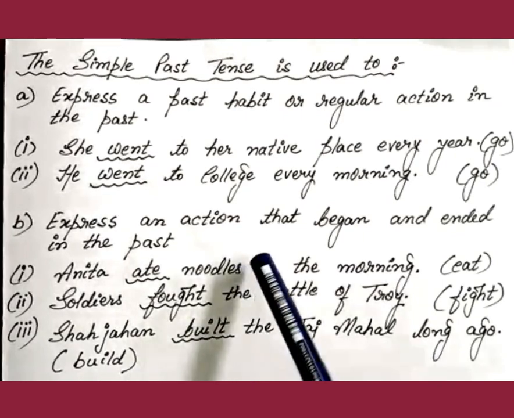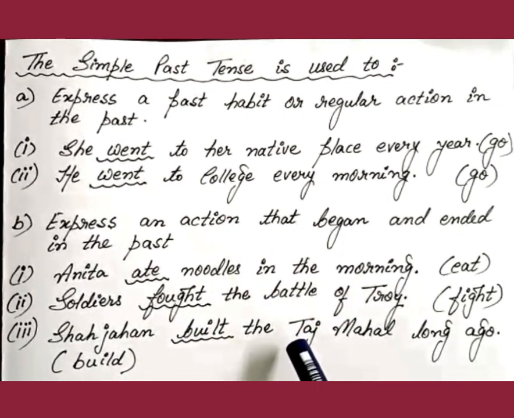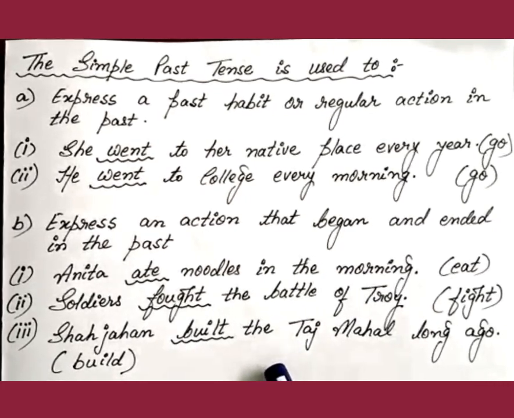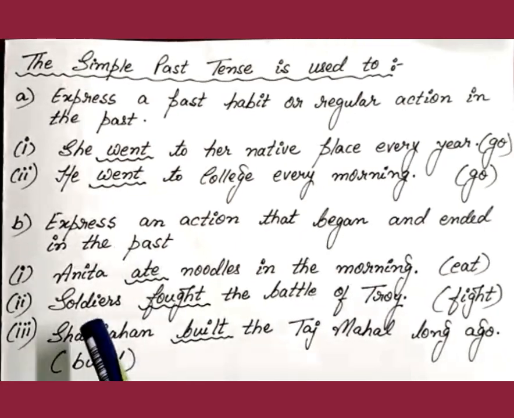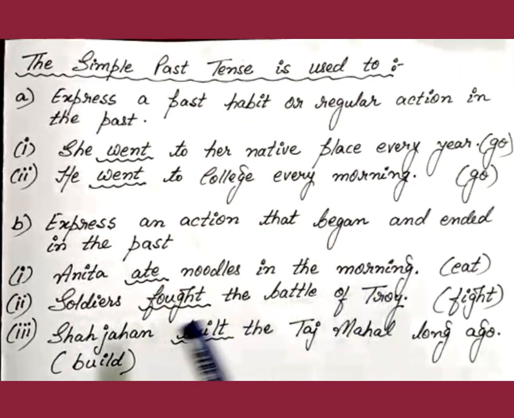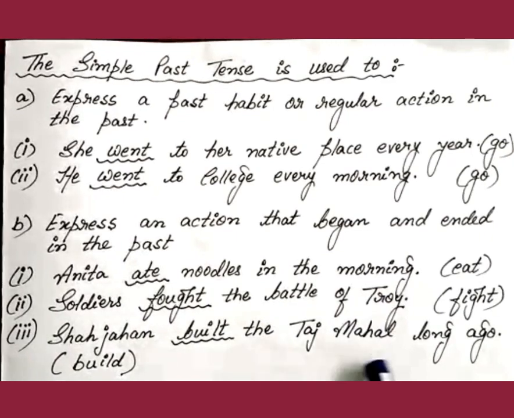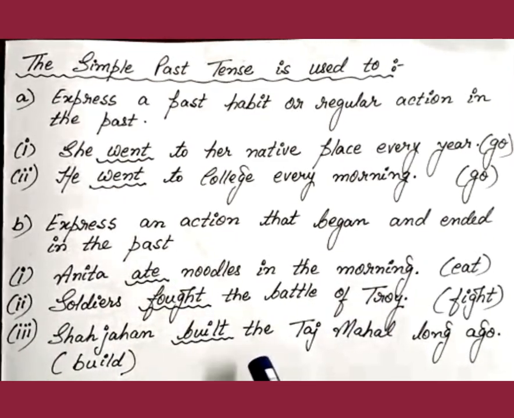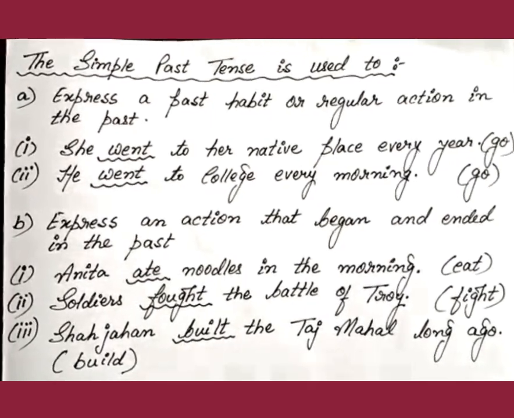So here again, all these 3 examples tell you that the simple past tense is used to express an action that began in the past and ended again in the past itself. In the first sentence, Anita ate noodles in the morning. Soldiers fought in the Battle of Troy. Shah Jahan built the Taj Mahal long ago. All these 3 forms of verbs tell you that it belongs to the simple past tense.